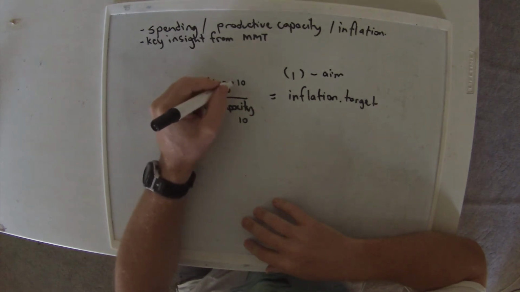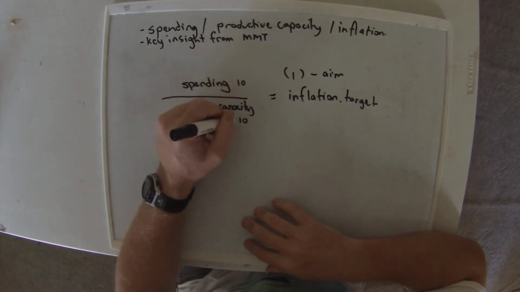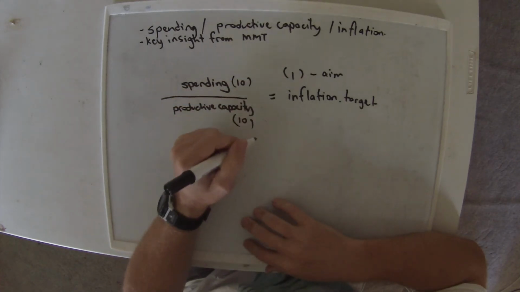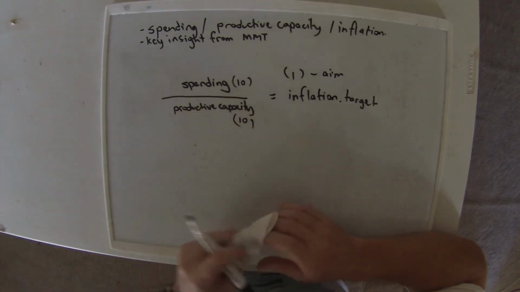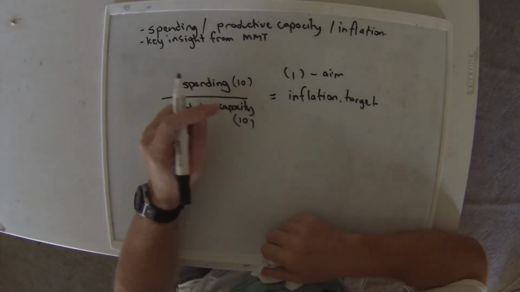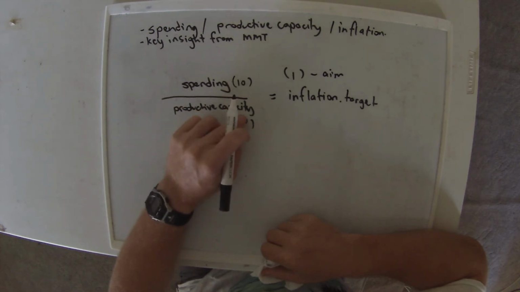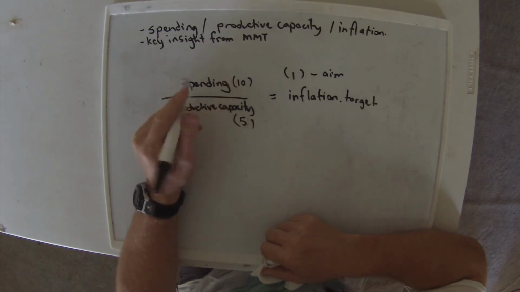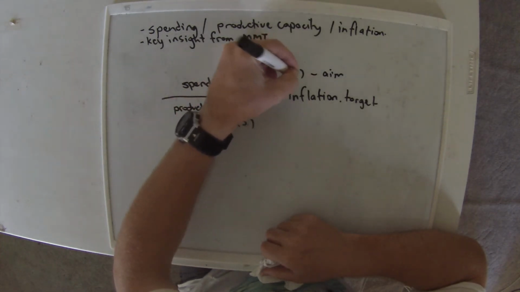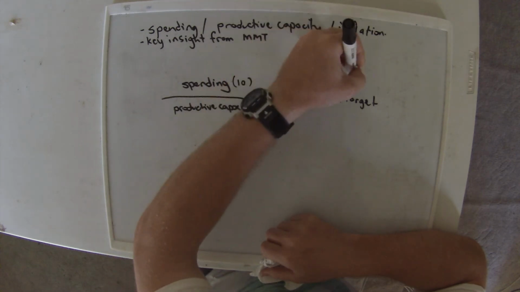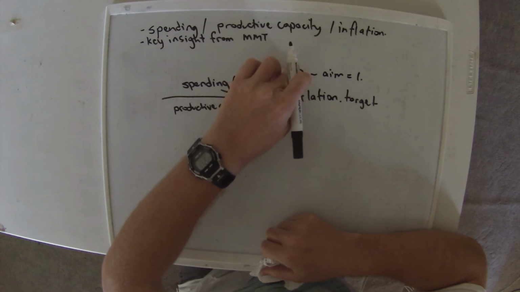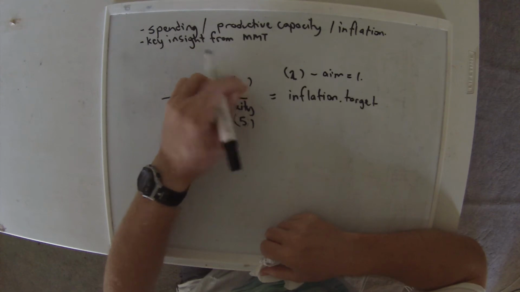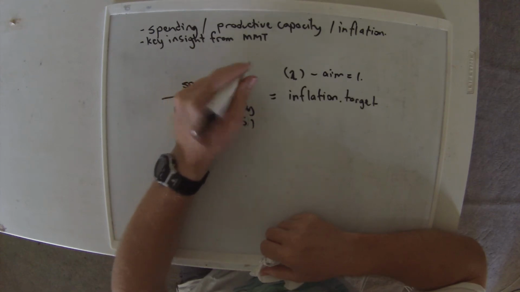In this case, because we've got our spending at 10, and it doesn't matter what the units are, and productive capacity is at 10, then 10 over 10 cancels to be 1 and we've achieved our target. Now, what if our productive capacity collapsed to, say, 5? If we do nothing with our spending, 10 over 5 is 2, which is above our target aim. So there's a problem here. How do we fix this? Well, we'd have to drop our spending down to 5. Now we're back to 1.